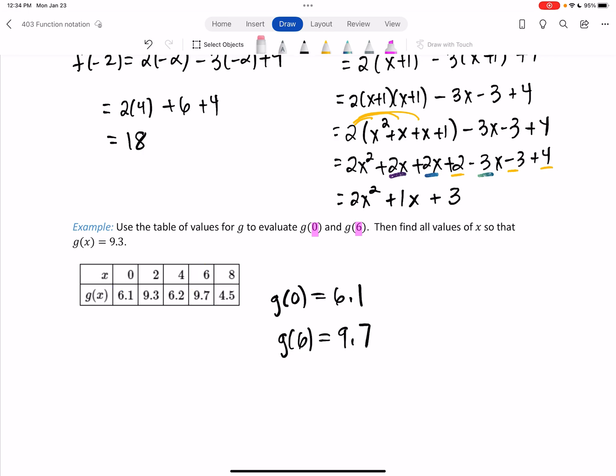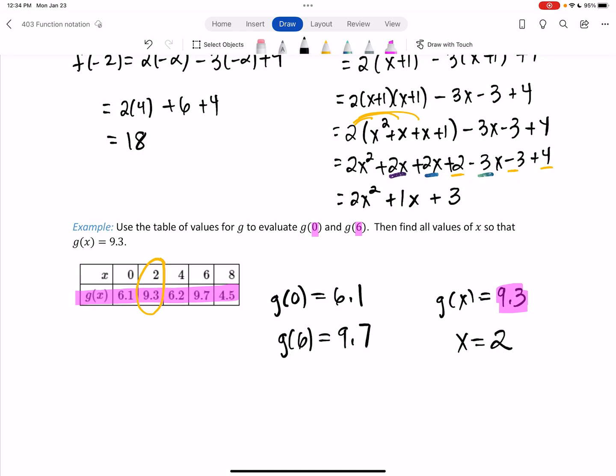Okay, the last one says find the values of x such that g of x equals 9.3. So now this 9.3 is an output. So in my table, I'm looking in the output column or the output row for 9.3. And I find it right here when x is 2.